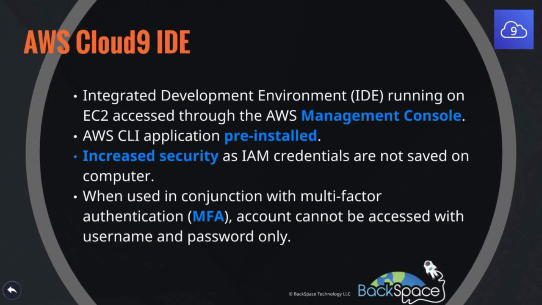The AWS Cloud9 service is an integrated development environment, or IDE for short, that is running on an EC2 instance inside one of your VPCs, and you access it through the AWS Management Console. The Cloud9 service has a lot of tools already installed, so it also has the AWS CLI application pre-installed. Now, I predominantly use the AWS Cloud9 service for anything that requires CLI commands to be sent to AWS Cloud.